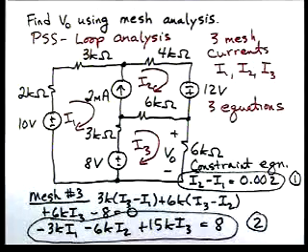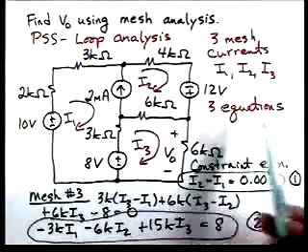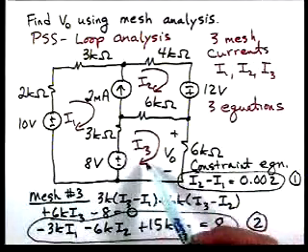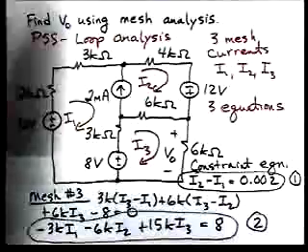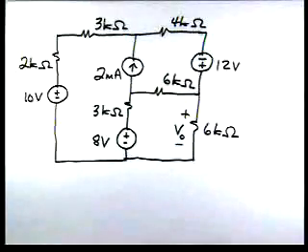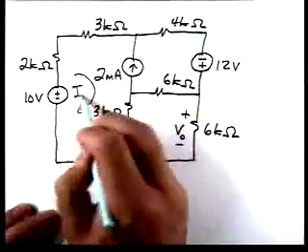Now we need one more KVL equation. We did our constraint equation, which gave us 1. We did KVL around this mesh. It didn't have a current source. Now we need to apply KVL one more time. Here's our circuit. Here's our assigned mesh currents.